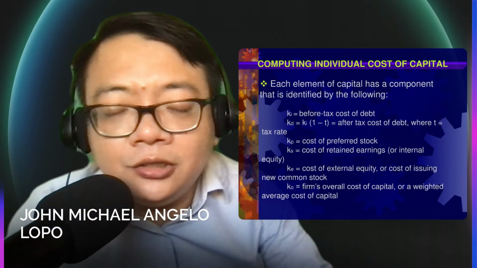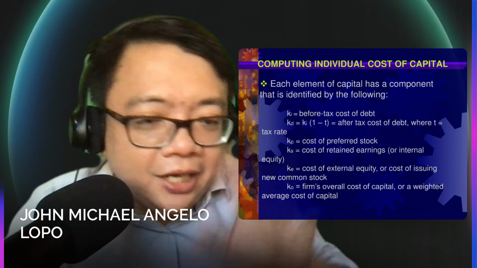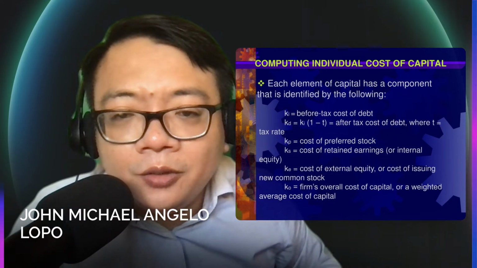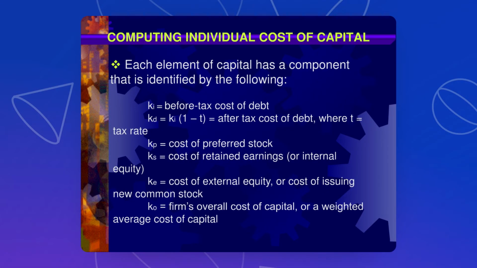Before-tax cost of debt is Ki, Ke. Okay, bahala kayo, class. As long as for me, the before-tax cost of debt is Ki, while the after-tax cost of debt is Kd, which equals Ki multiplied by (1 minus tax rate). You also have here Kp, or the cost of preference shares.